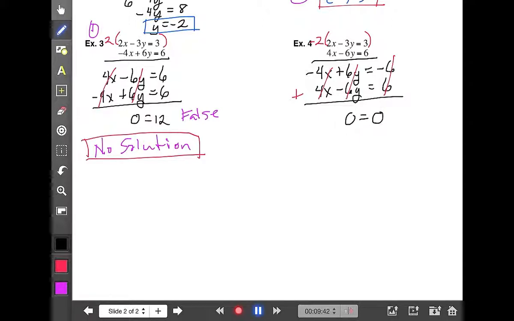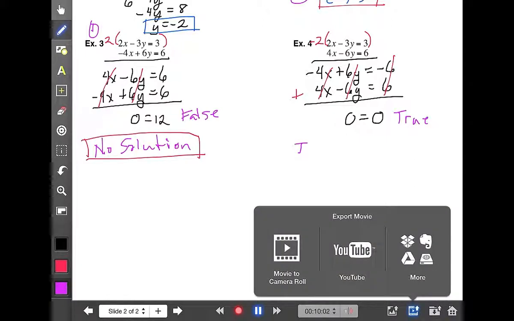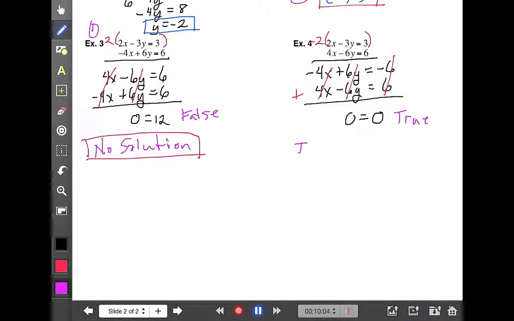0. It is possible that you can have 4 equals 4, or 12 equals 12, or -7 equals -7, depending upon how the question was written. But then ask yourself, is this a true statement or a false statement? Yep, this is true. So if it's a true statement, what's your solution going to be? Infinitely many.